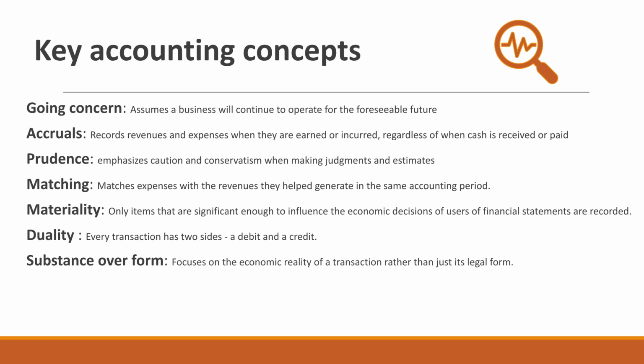Materiality means we only record items that are significant enough to influence user decisions. Duality is the basis of double-entry bookkeeping. Every transaction has both a debit and a credit. And substance over form tells us to focus on the economic reality of a transaction, not just its legal form. These concepts are crucial for understanding and applying accounting principles.